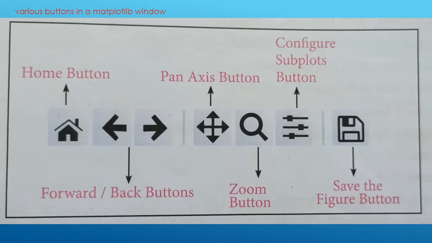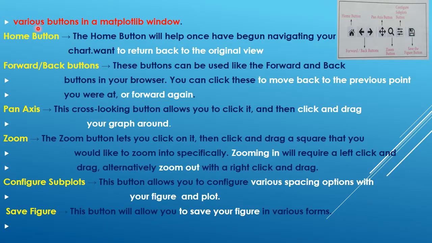Now we can see the various buttons in the Matplotlib window. They are shown at the left bottom. First is the home button, then the forward and back buttons, the pan axis button, the zoom button, then the configure subplot button, and then the save figure button. So we can see them one by one. First is the home button.